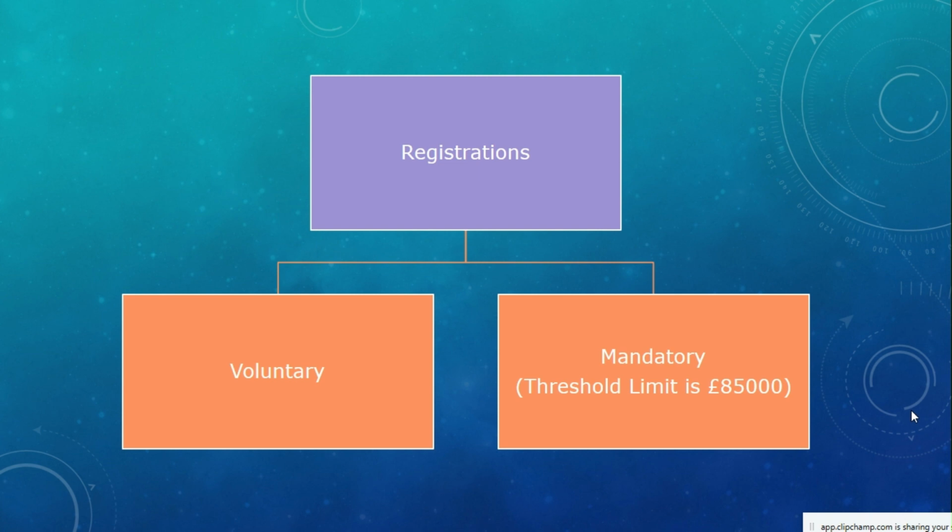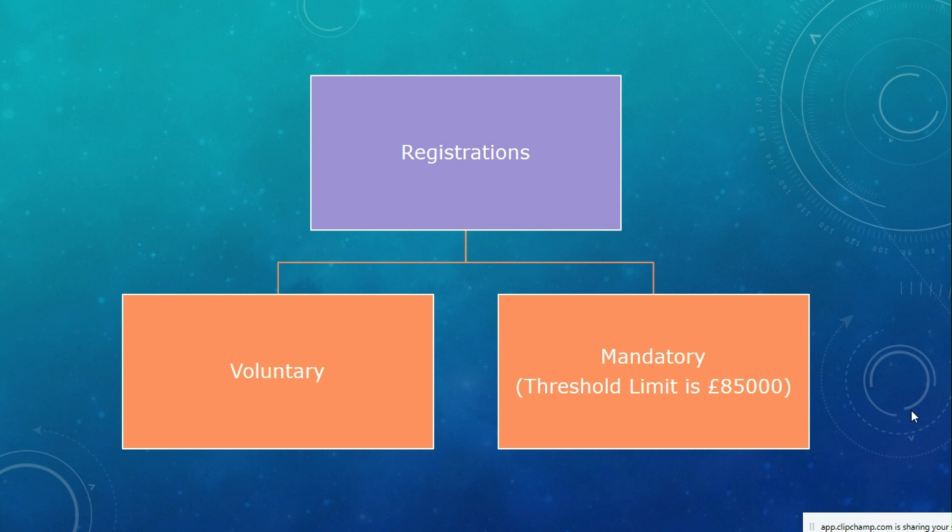So registration can be of two types. First is voluntary registration, and the other is mandatory registration. So suppose you are selling goods or services, you are a business house and you deal with certain goods or services, and an important condition here is that such goods or services should be of a taxable nature. They should not be exempt. Okay, so if you are selling taxable goods or services and your turnover exceeds the limit of 85,000 pounds, then you are mandatorily required to get registered.